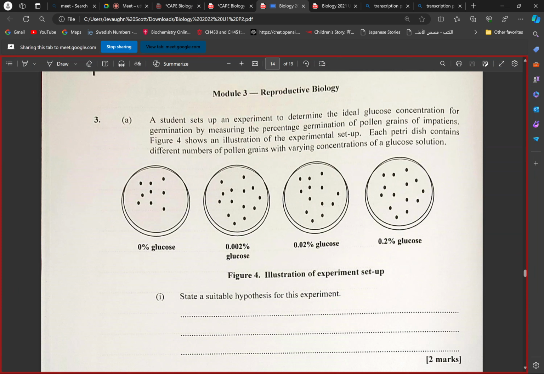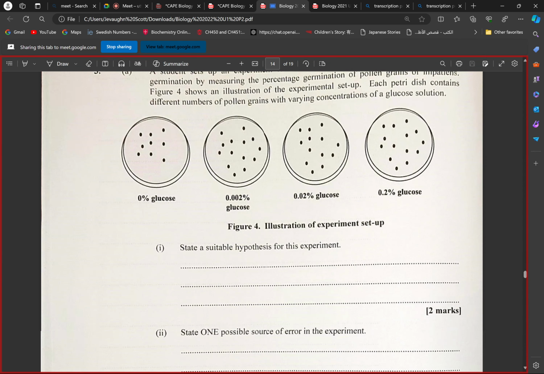So let's look at module 3 of the 2022 biology paper, and look at reproductive biology. A student sets up an experiment to determine the ideal glucose concentration for germination by measuring the percentage germination of pollen grains in impatiens. Figure 4 shows an illustration of the experimental setup. Each petri dish contains different numbers of pollen grains with varying concentrations of glucose. So it's similar to what occurred in 2017.